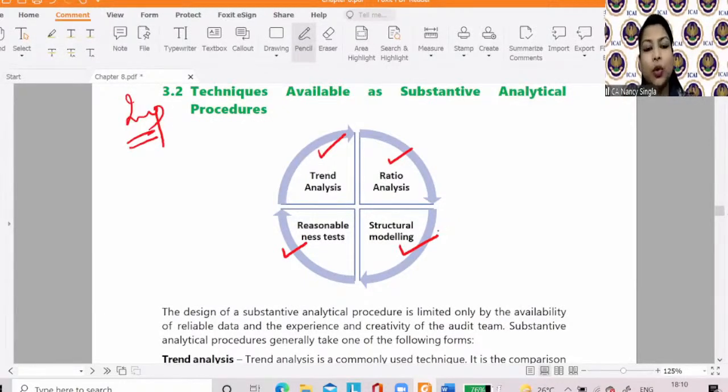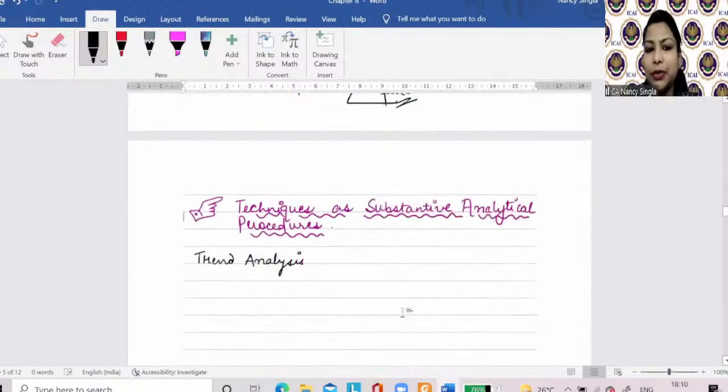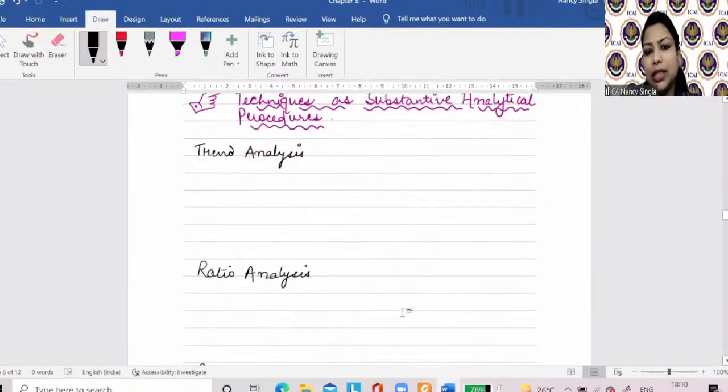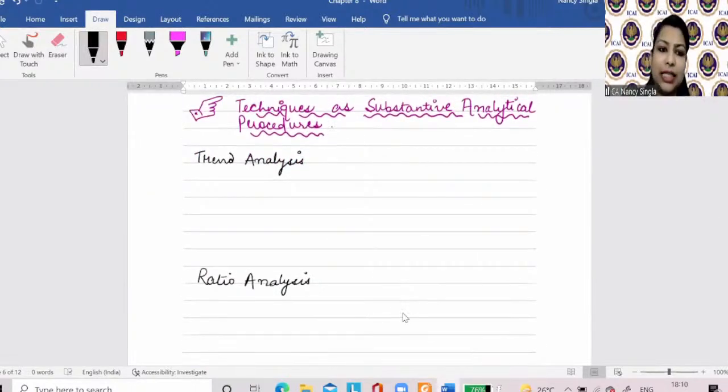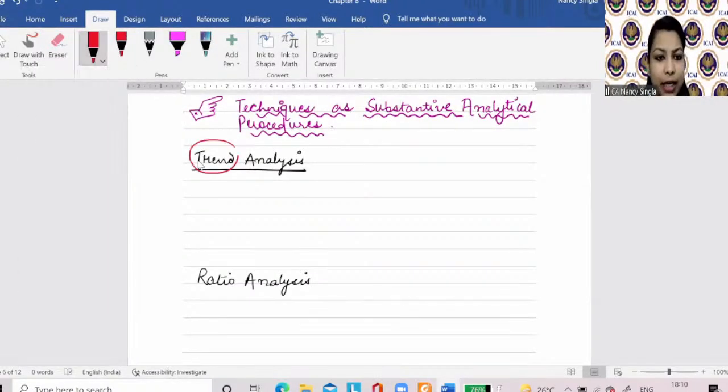So what are the techniques when the auditor is applying analytical procedures? What are the various techniques? The first one is trend analysis. Now quickly tell me, I need the answers. What is meant by trend? What do you understand by trend? Quickly, I need answers from your side.